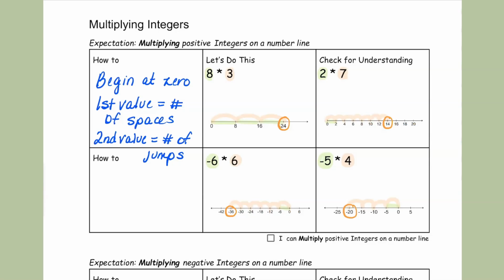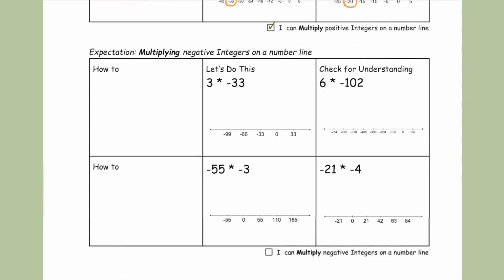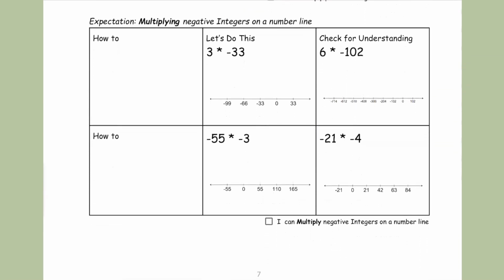Hopefully this made a bunch of sense to you. If you feel like you can multiply positive integers on the number line, give it a check. Very, very good. Let's jump down now to multiplying negative integers on the number line. How would that look any different?